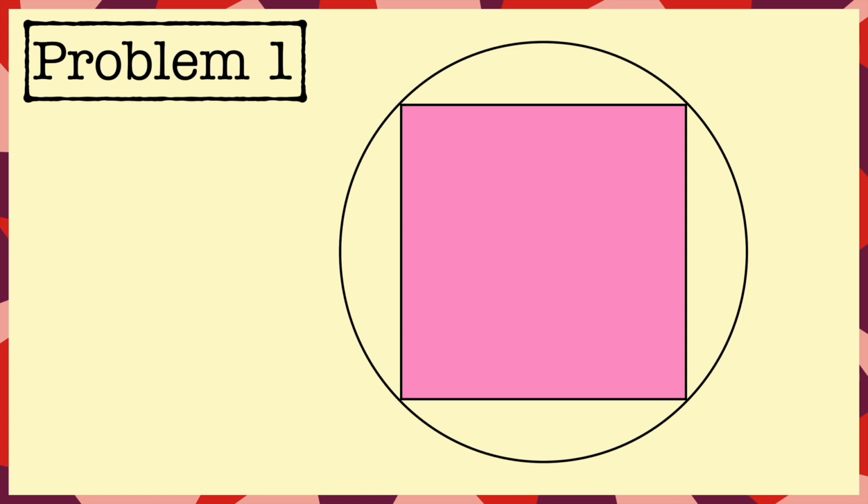We've got a square drawn inside a circle with radius 1. What's the area of the square? Pause the video now if you want to try it, and I'll reveal the solution in a few seconds.